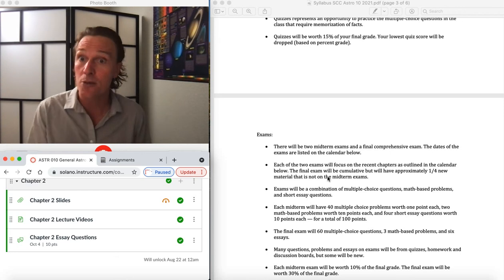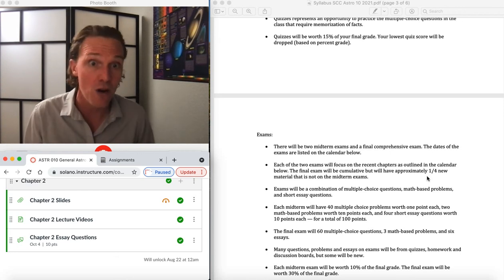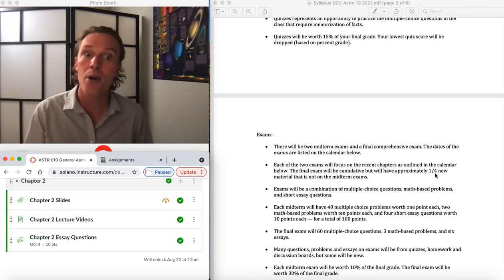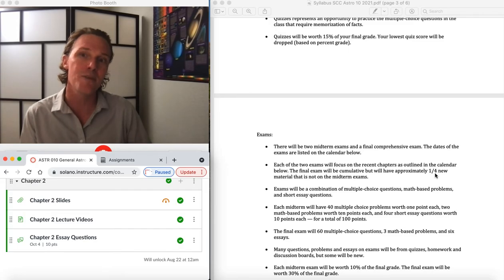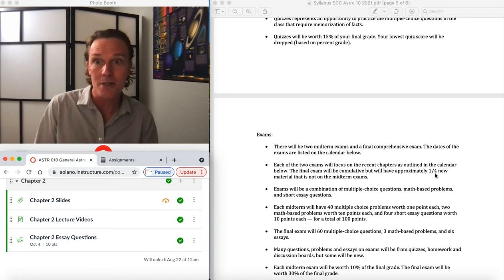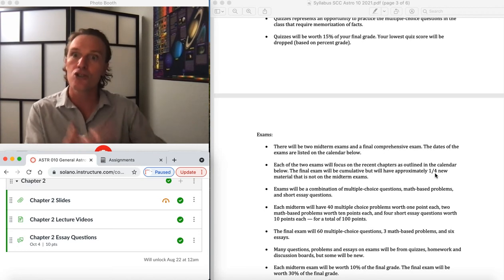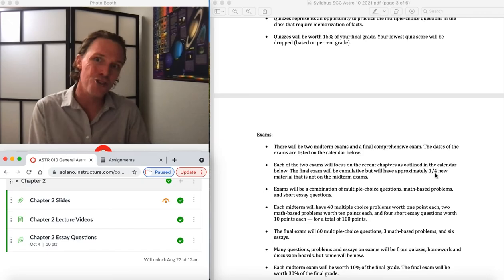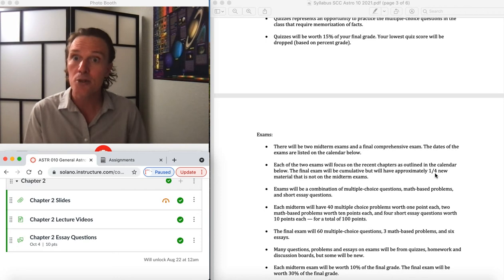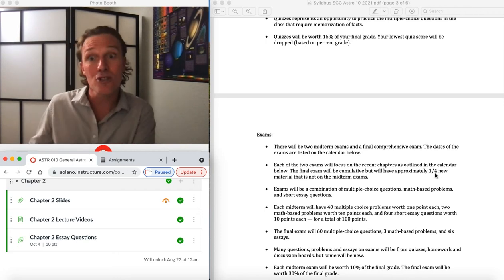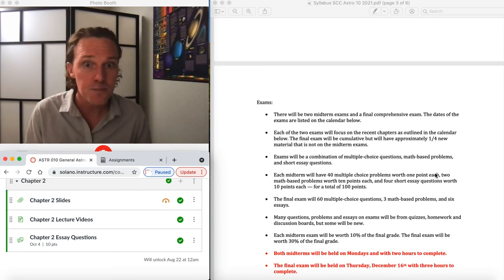The final exam will be cumulative, so it'll cover all 15 chapters, but it'll have approximately 1/4 new material that isn't on the midterm, because we have the second midterm exam, and then we cover about 2 more chapters, and then we have the final. So those two chapters didn't show up on a midterm, but they will show up on the final. So the final is completely cumulative, but what do you use to study for the final? Well, both the midterms, certainly, and then that new material.